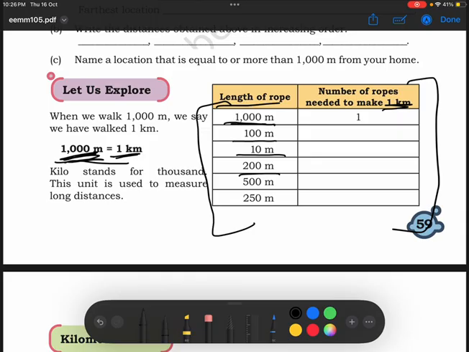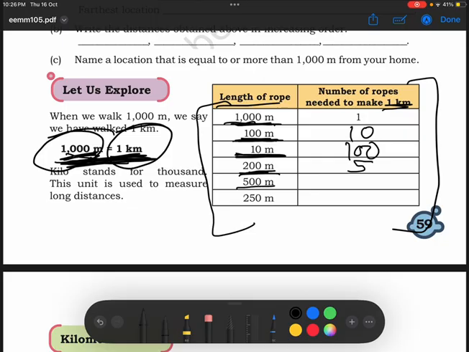So the length of the rope is 1000 meters. As all of you know, 1000 meters is equal to 1 kilometer, so we will need only one rope. If the length of the rope is 100 meters, then we will need 10 such ropes, because when you multiply 100 with 10, you get 1000 meters, that is 1 kilometer. In the case of a 10 meter long rope, we will need 100 such ropes. If the length of the rope is 200 meters, we will need 5 ropes. Here we will need 2, here we will need 4 ropes.